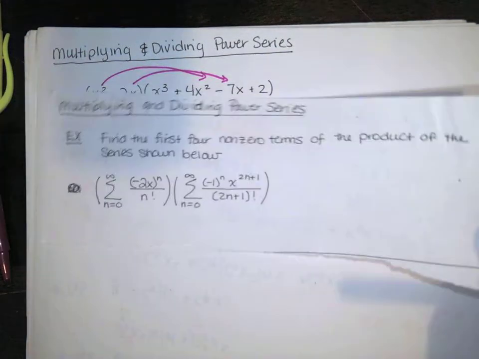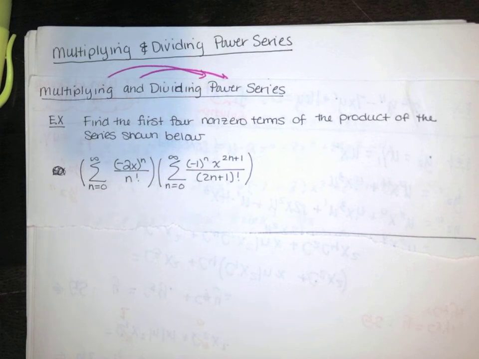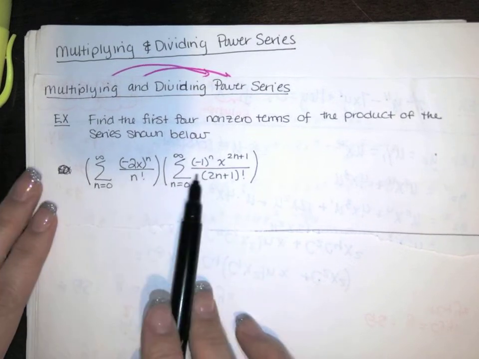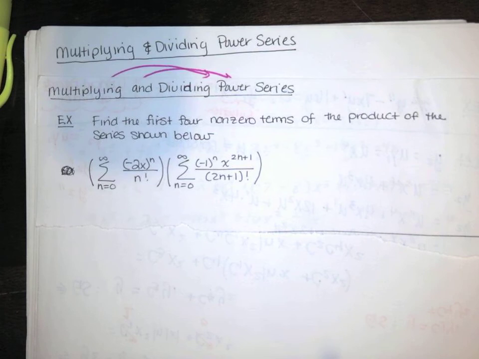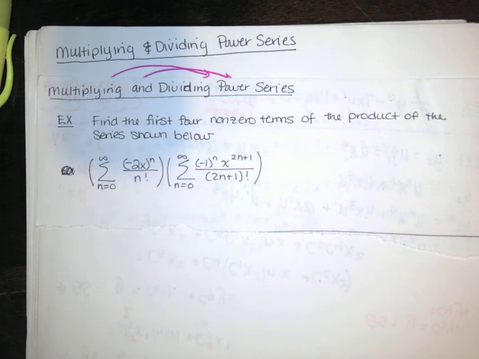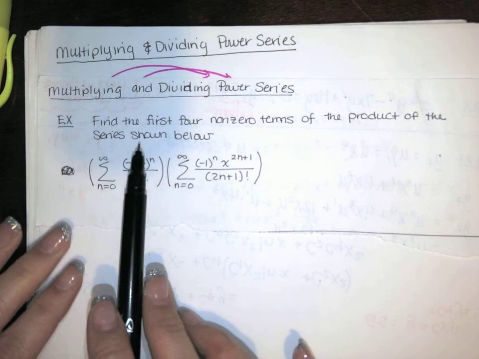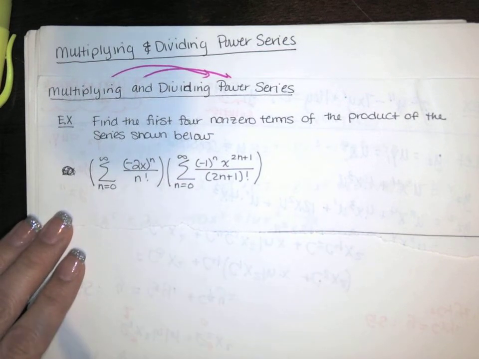Well, let's look at this now. What do you do with something like this? Now, you're going to do pretty much the same thing. The only problem is, now you've got infinitely many terms. So I've got infinitely many terms over here and infinitely many terms over here, and I want to multiply them together. So it's going to be very difficult to come up with an expression, a single series, representing this product. So instead of doing that, all I'm going to ask you to do is find the first 4 non-zero terms of the product of the series shown below.